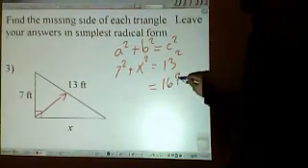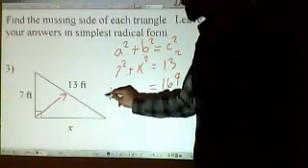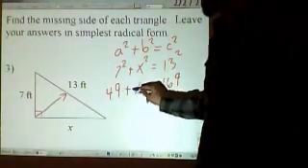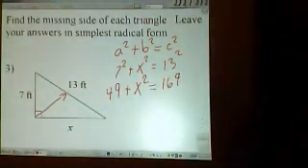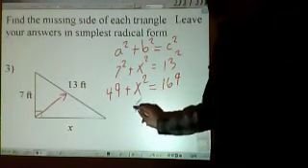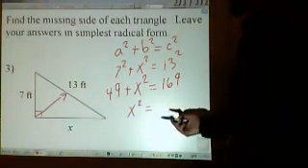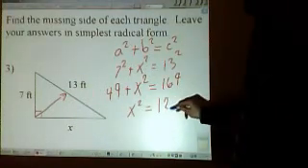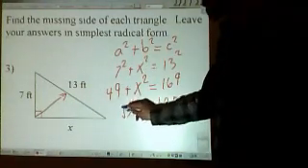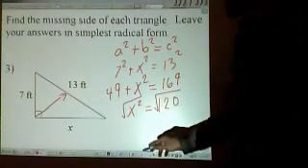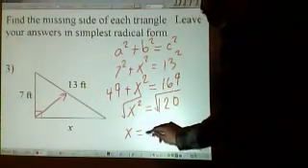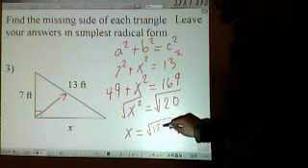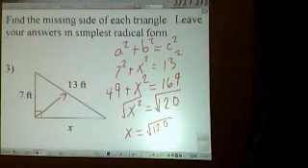Well, 13 squared is 169 as we just saw, and 7 squared is 49. So that's x squared. So if I take away 49 from both sides, we're going to get x squared equals 169 minus 49, and we'll get 120. And so now if I take the square root of both sides, we'll see, x equals the square root of 120.